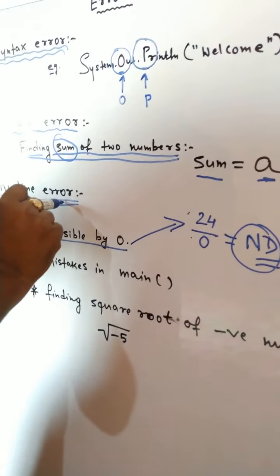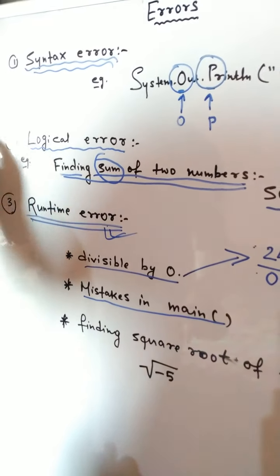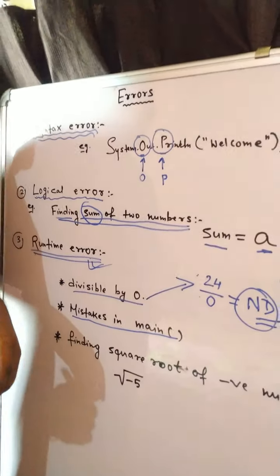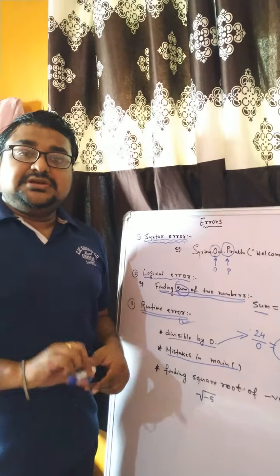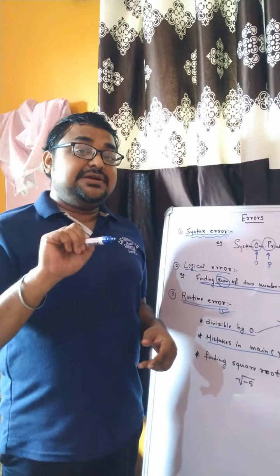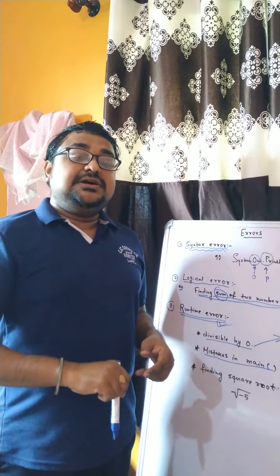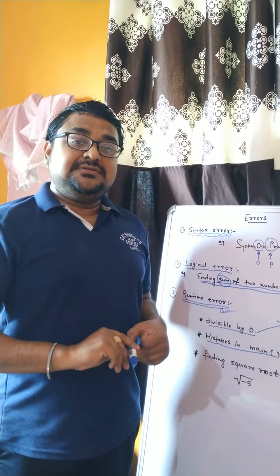Runtime error. Second, if I make any mistake in the main function, which we write as public static void main(String args[]) with square brackets, and in place of square brackets you give small brackets, an error will come, and that is called a runtime error.